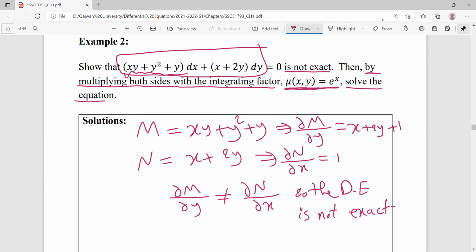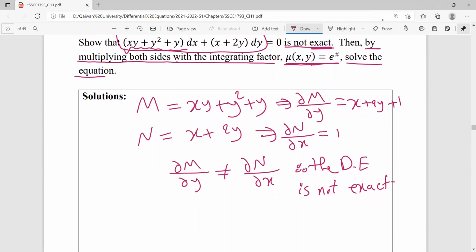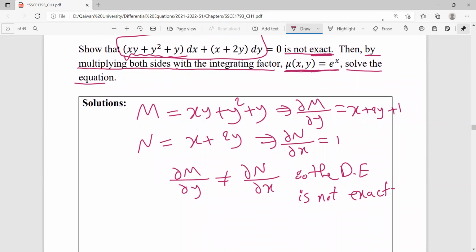It says solve the differential equation after multiplying both sides by e to the power x. Here, let's talk about exact. So we must solve the differential equation by exact also. After multiplying both sides of the differential equation by e to the power x, the differential equation must become an exact differential equation. Let's first multiply both sides of the differential equation by e to the power x.